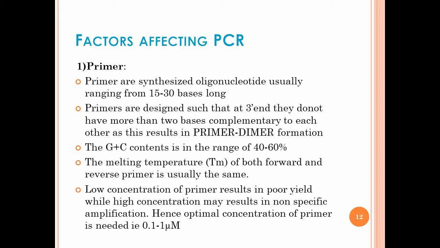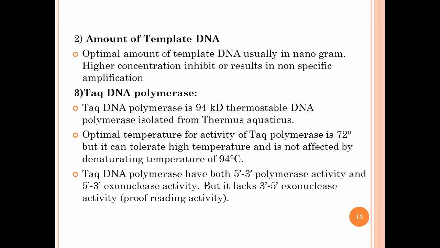The melting temperature of both forward and reverse primer is usually the same. Low concentration of primer results in poor yield, while high concentration may result in non-specific amplification. Hence optimal concentration of primer is needed, that is 0.1 to 1 micromolar. Number 2. Amount of template DNA. Optimal amount of template DNA is usually in nanograms. Higher concentration inhibits or results in non-specific amplification.